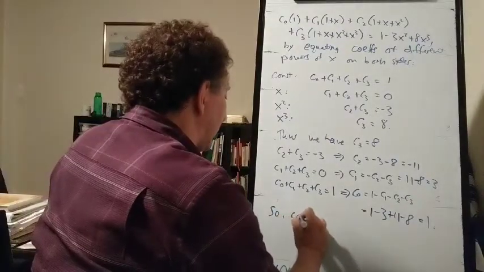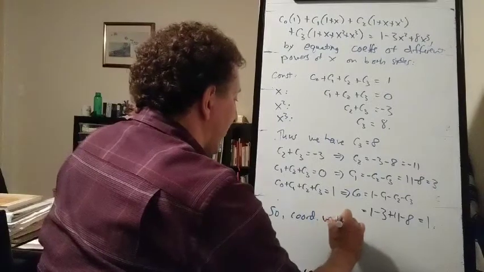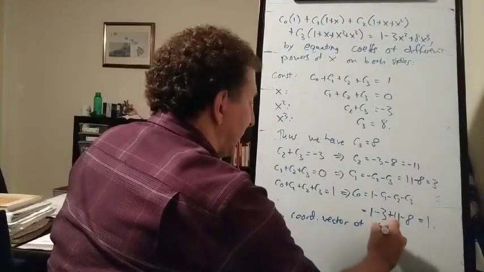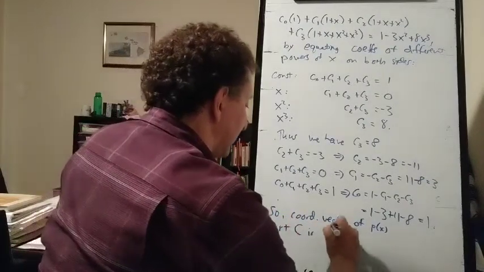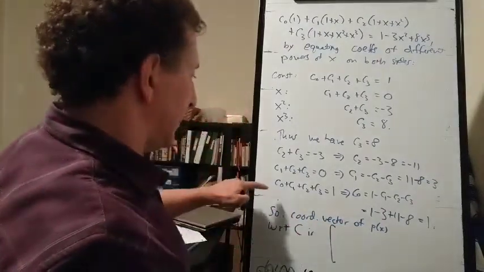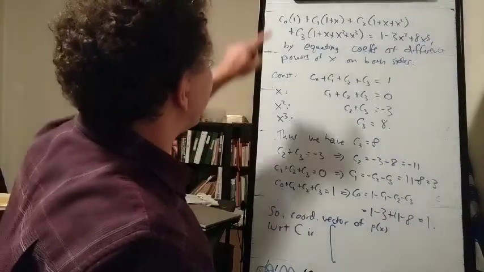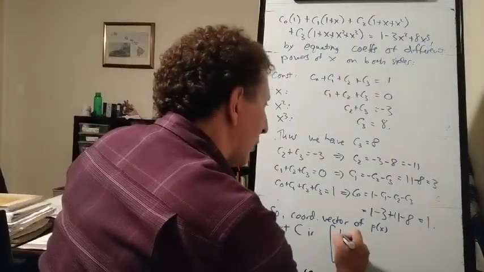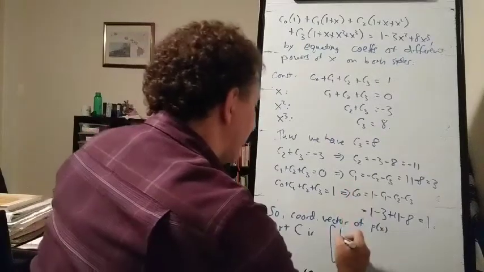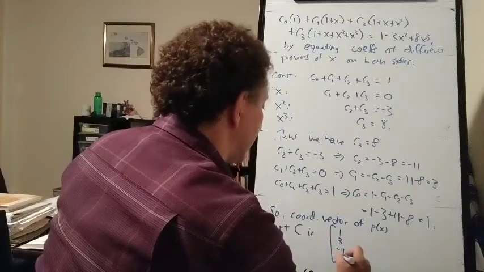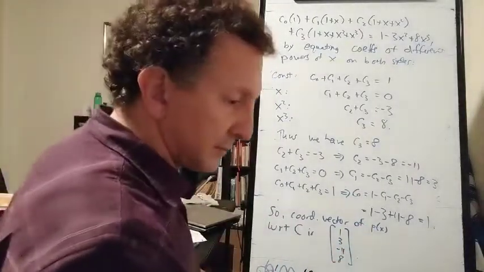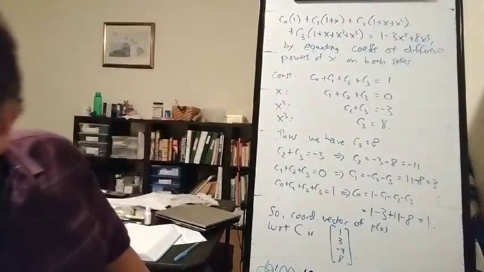So that means that the coordinate vector of p of x with respect to C is, c0 is the first one, 1, 3, negative 11, 8. The end.